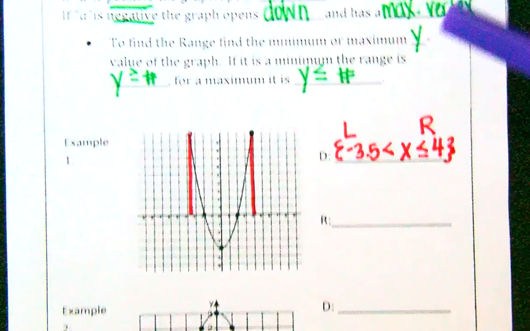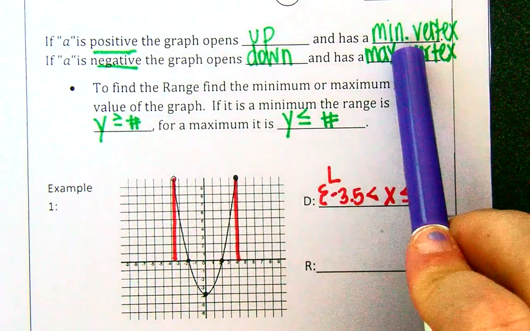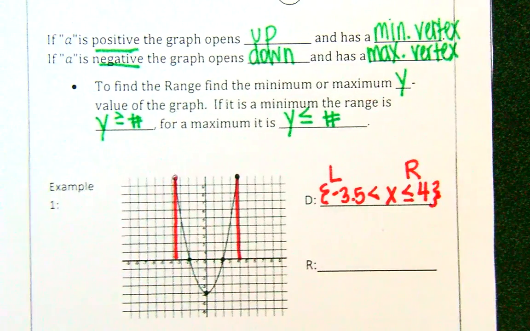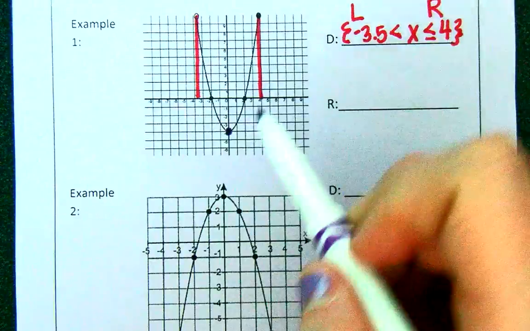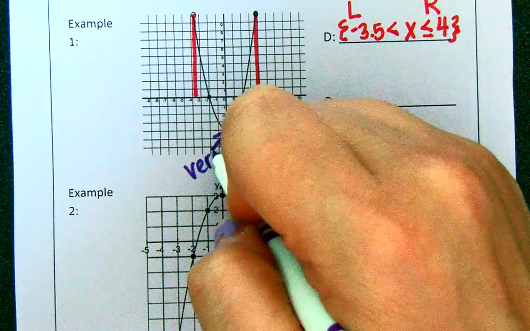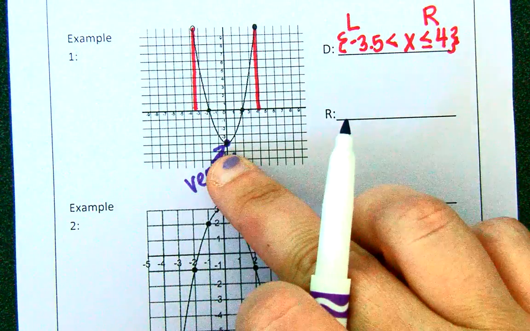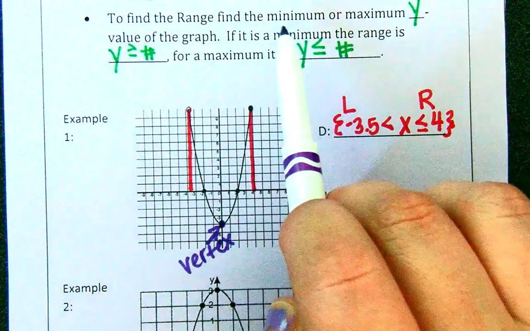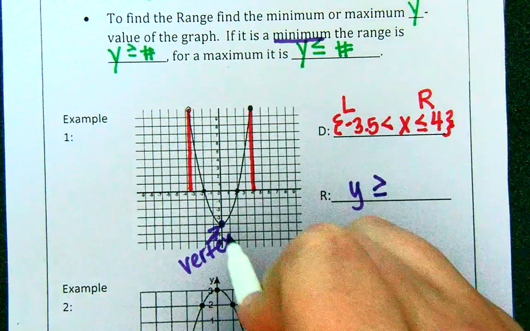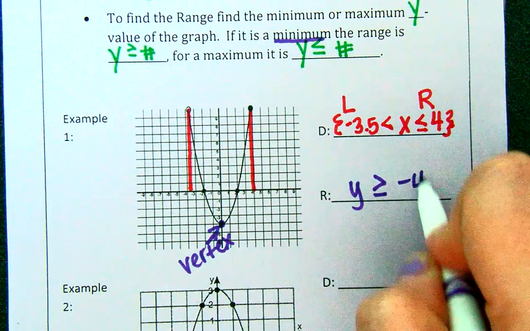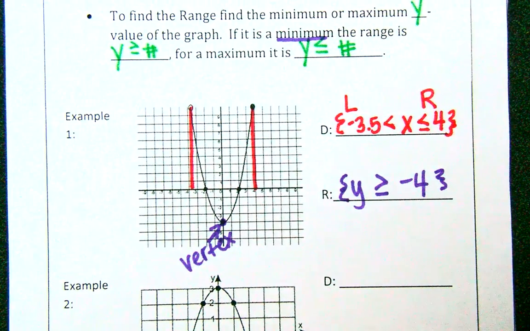Now, for range, we find our minimum or our maximum. Well, in this case, it opens up, so we have a minimum vertex. So we're going to go to our vertex, and whatever that value is, the y value there, right here is our vertex. Whatever the y value is, that's our point. Since we have a minimum right here, it's y is greater than or equal to, and whatever that y value is, which is negative 4. So that would be my range.